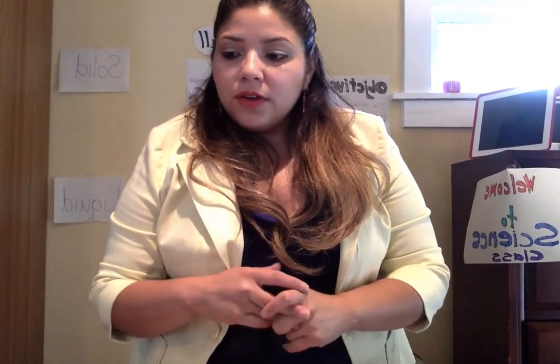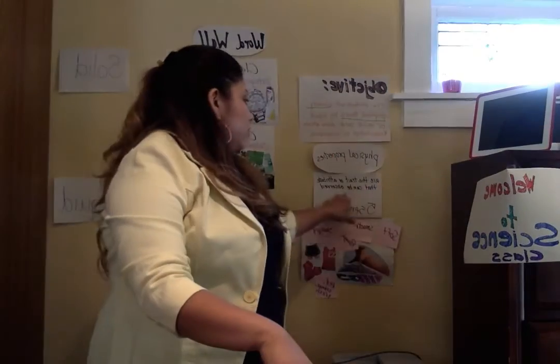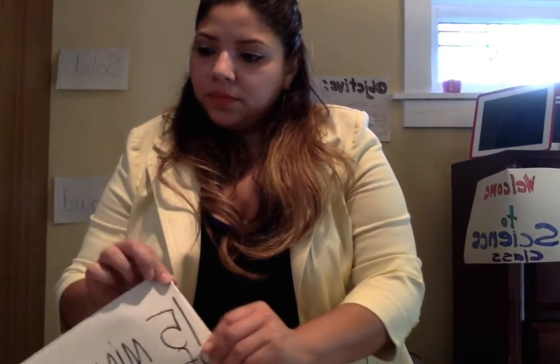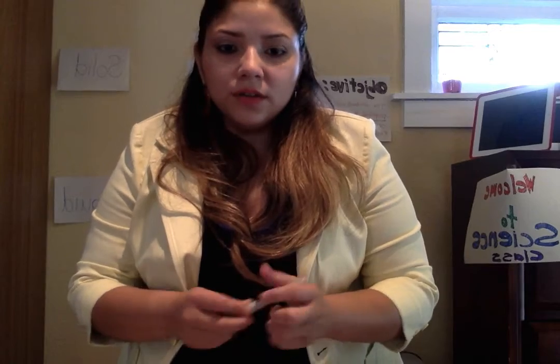So in your journal, I would like for you to also do the same thing by creating a chart of all the items that were inside your basket by classifying them by liquids and solids. And then next to your items, you're going to write 5 physical properties of the chosen item that you would like to use. Okay, so let's go ahead and move on.